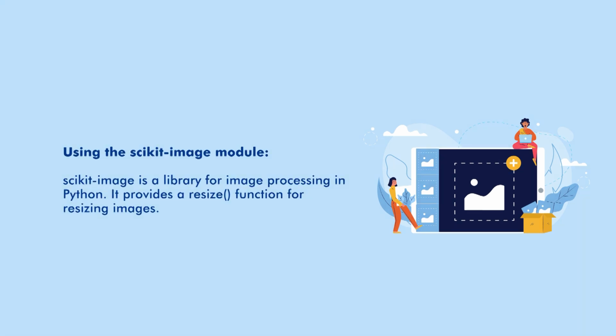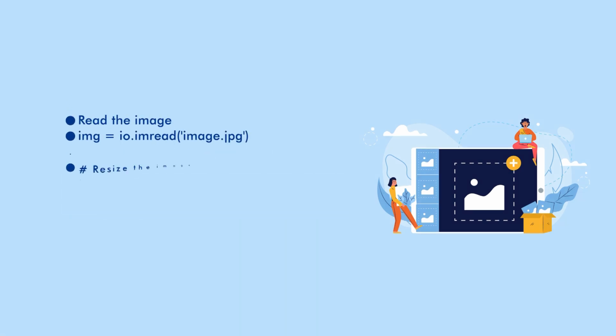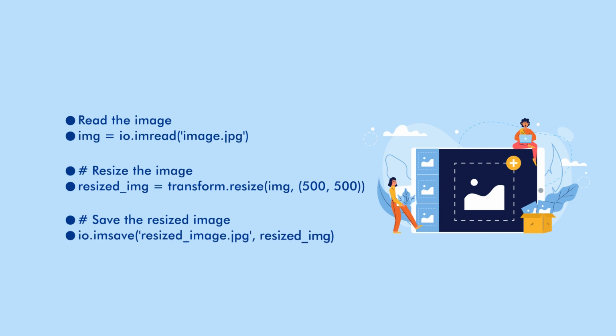So, the next one is using the scikit-image module. Scikit-image is a library for image processing in Python. It provides a resize function for resizing images. Here is an example for scikit-image. First of all, we have to import the libraries, then read the image with imread in a suitable format, then resize the image with the resize function with the values of the dimensions, then save the resized image.